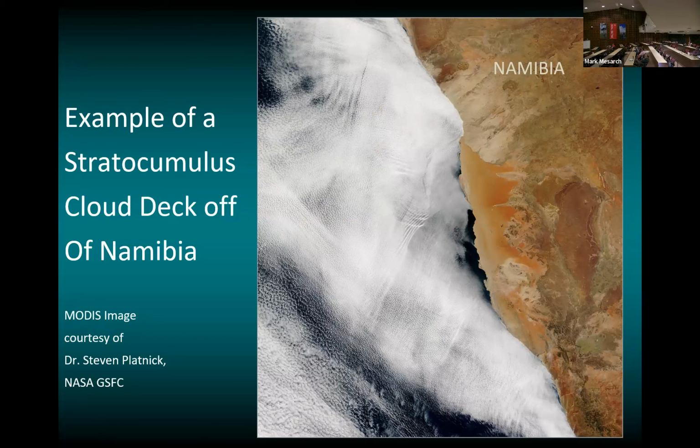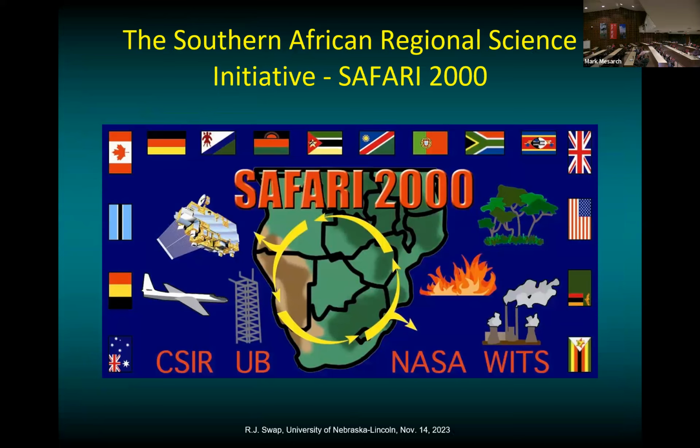So with that in mind, we cooked up something called the Southern African Regional Science Initiative. You'll see the number of flags there. You already heard about the number of people involved. But what we wanted to do is take a look at, use the region as a biogeophysical unit. And that region is, you already saw that picture when we compared it to the East Coast United States.